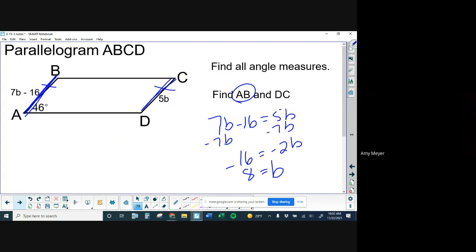The final answer, though, A to B, I need to plug in 8 right there. I get 40. Then I need to find D to C, plug in 8. I get 40, and they should match because they're opposite sides. Any questions on that first example?